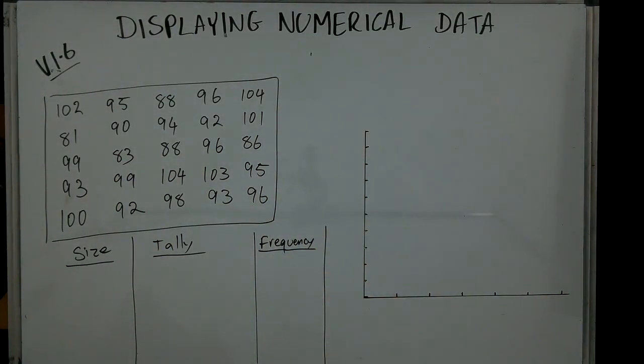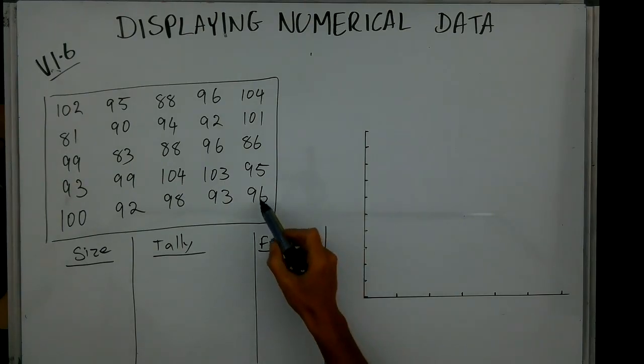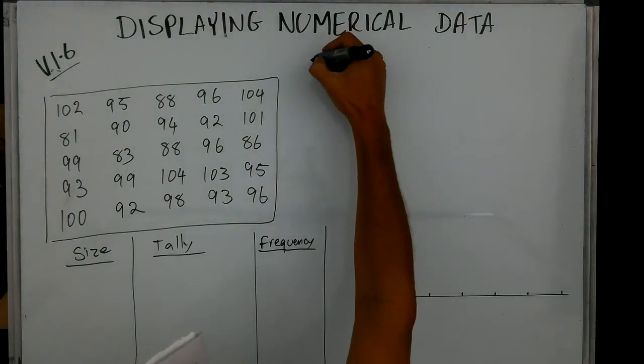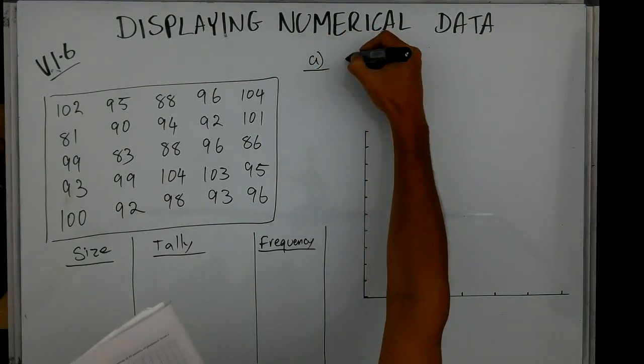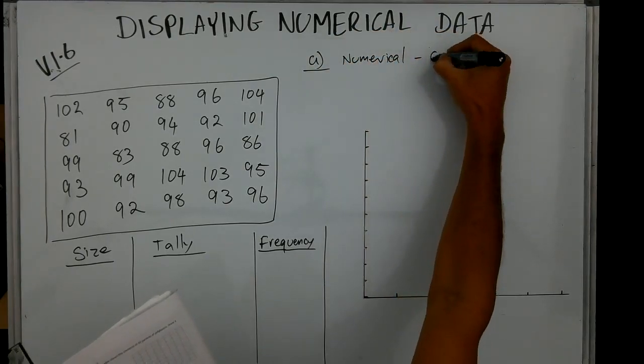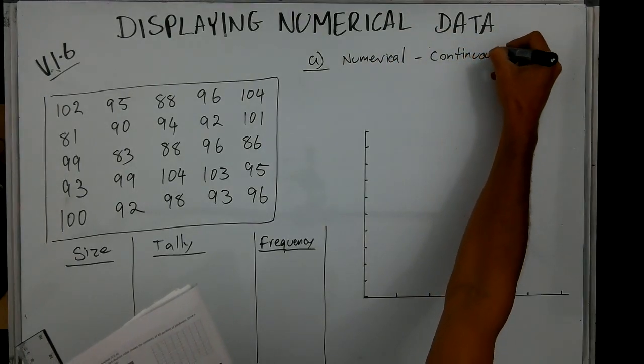The first question, what type of data is this? Is it categorical or numerical? Is it discrete or continuous? They're numbers, so that's a pretty clear indication that it's numerical data. And because we didn't count the centimetres, we measured them, it's going to be continuous. So for part A, all you have to write is numerical, continuous data.